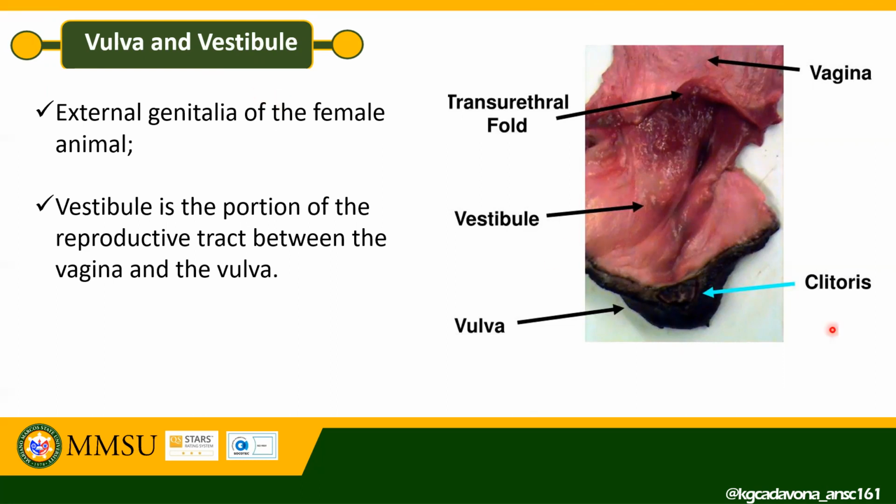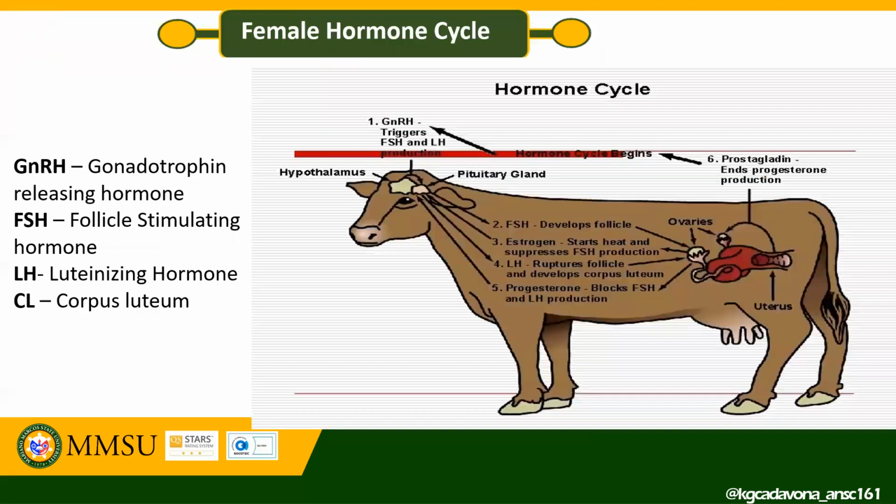Then lastly, we have the vestibule. So si vestibule, this is the portion of the reproductive tract between the vagina and then the vulva. Okay, so basically this is the portion of the female duct system that is common both sa reproductive and urinary system, as I have said a while back.